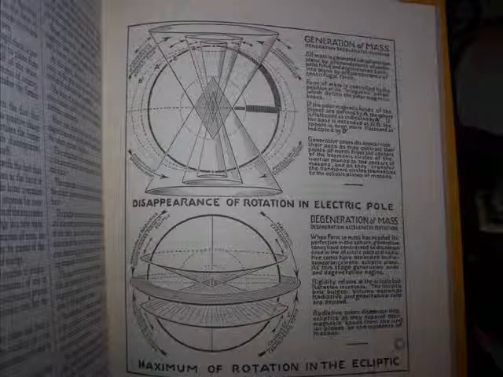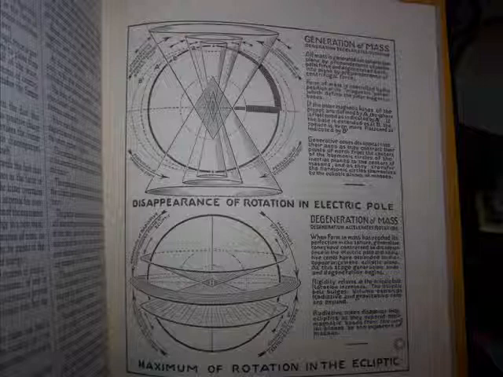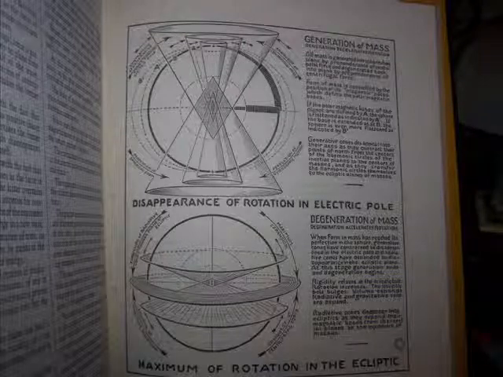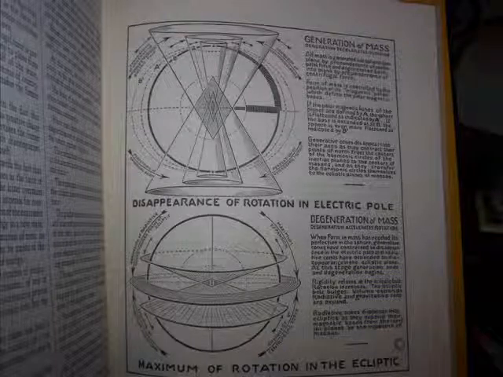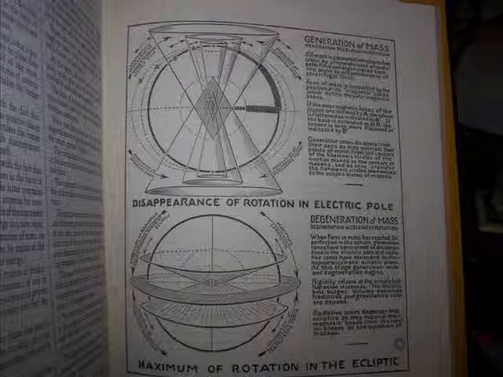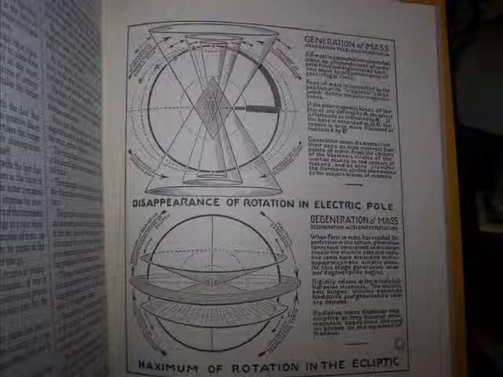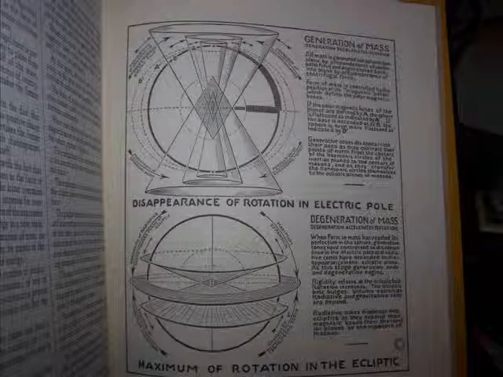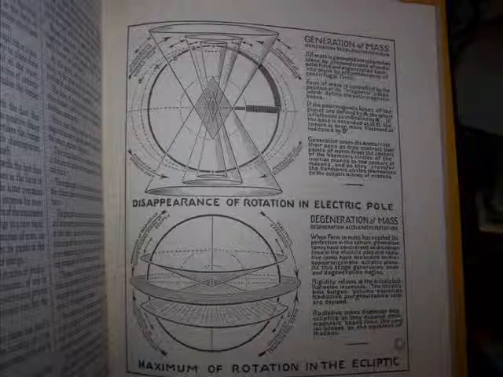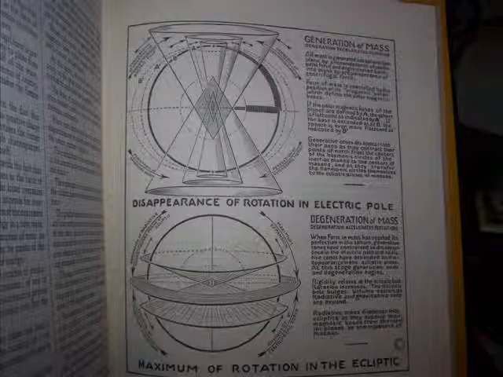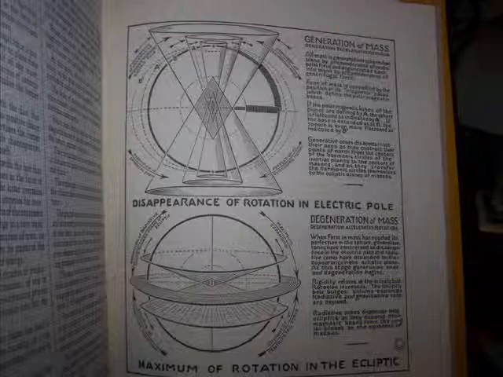Disappearance of rotation in electric pole. Degeneration of mass. Degeneration accelerates rotation. When form in mass has reached its perfection in the sphere, generative cones have contracted to disappearance in the electric pole, and radiative cones have expanded to disappearance in the ecliptic plane. At this stage, generation ends and degeneration begins.